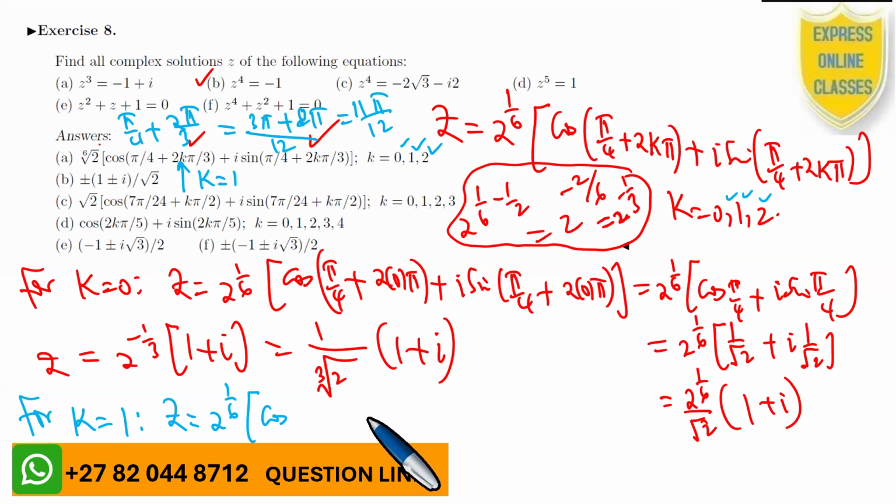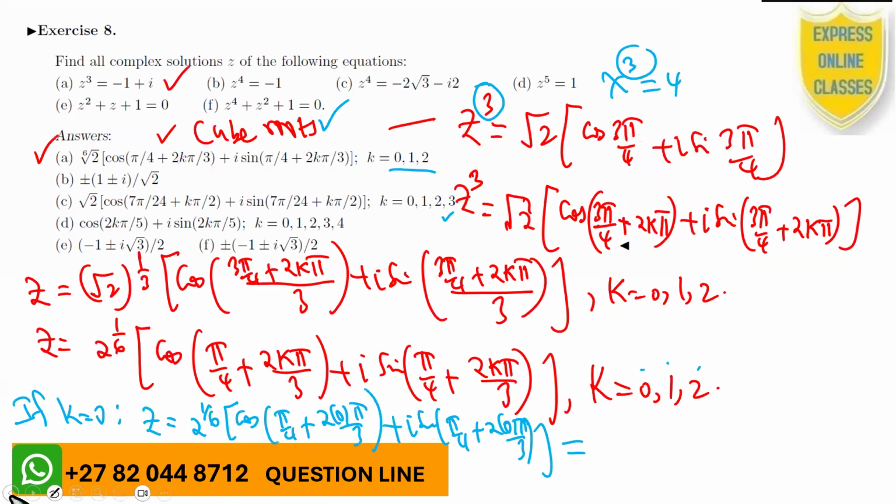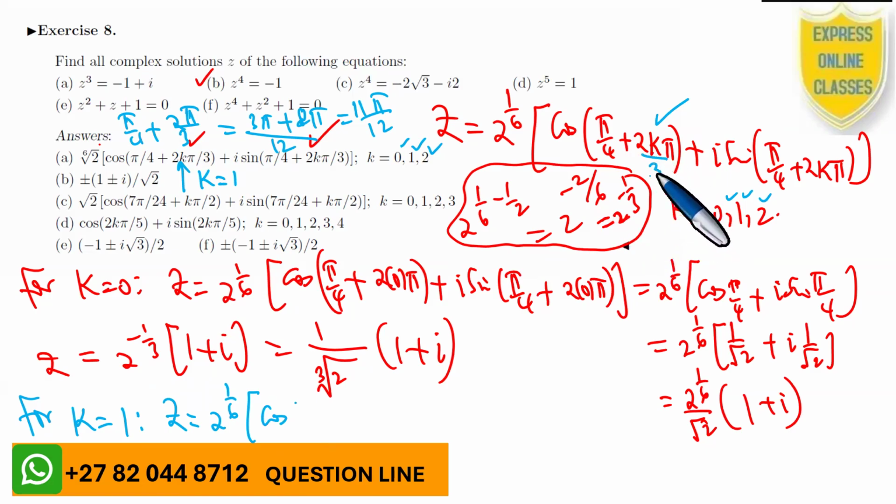Okay, we continue. I was saying for k equals 1. If you put 1 in the place of k, then you have pi over 4 plus 2 pi over 3. Is it 2 pi over 3? Yes, it is 2 pi over 3. Let me check. Yes, pi over 4 and then 2 pi over 3. But now that gives us 11 pi over 12.